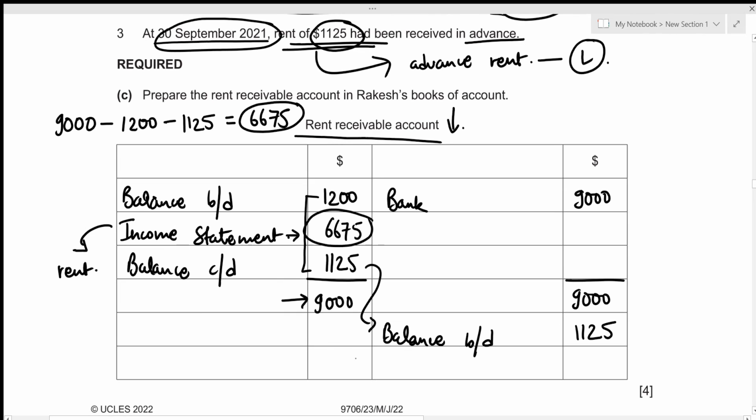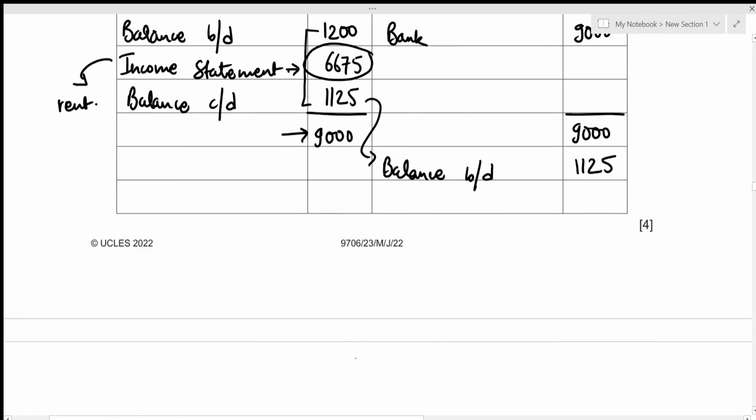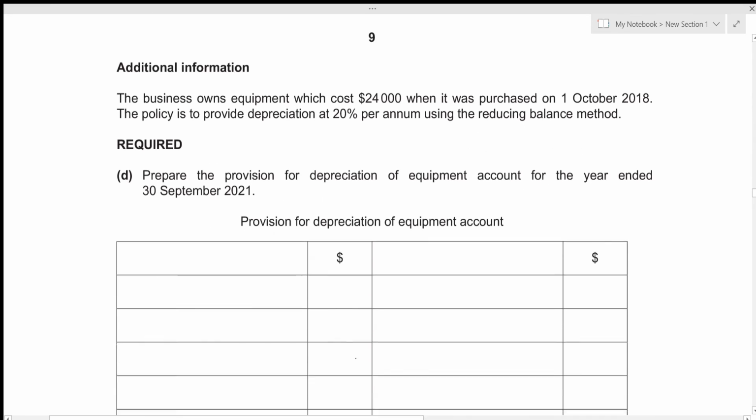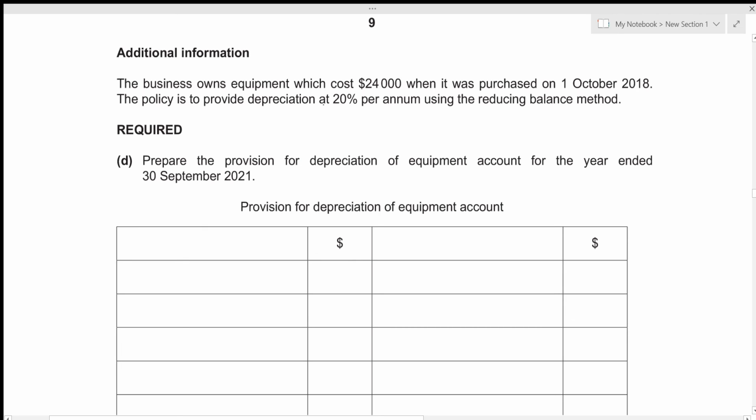Okay, so this concludes the third part of this question. Now we can move towards the fourth one. We are again given additional information. The business owns equipment which cost 24,000 when it was purchased on 1st October 2018. So this is the opening date. And the policy is to provide depreciation at 20% per annum using the reducing balance method.